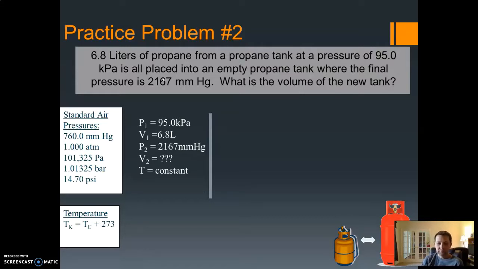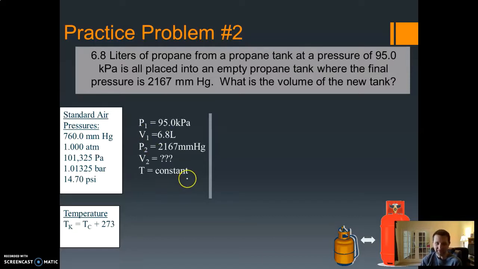Okay. So we should notice something here, right? If you have your pressure 1 at 95.0 kPa and your pressure 2 is 2167 mmHg, obviously something should stick out to you here. You should be like, wait, something's not matching up, something's not right here. This is why, not trying to harp on this, units are so important. This is why showing your work is so important. This is why making a data table is so important.